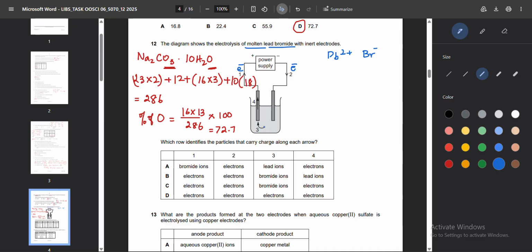And then what does 3 represent? This electrode is connected to the positive terminal of the battery. So the negative bromide ions will be attracted towards the anode, and when bromide ions come at the anode, they will get discharged by losing their electrons. They will lose their electrons over here. So 4 also represents electrons. So that makes option C the correct one.